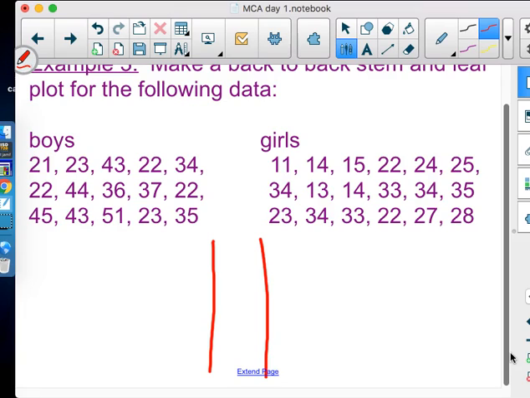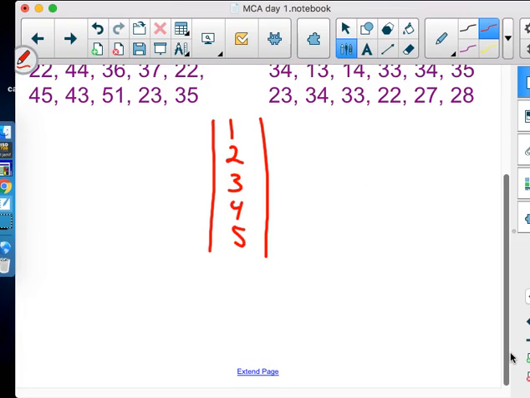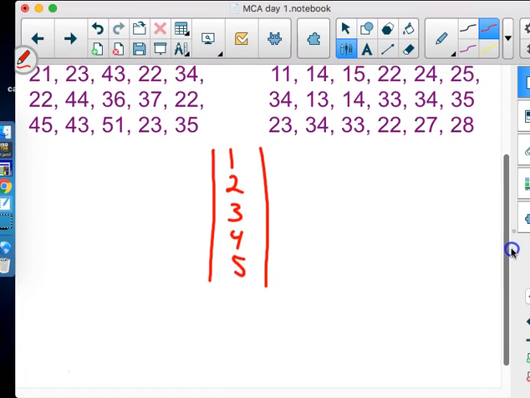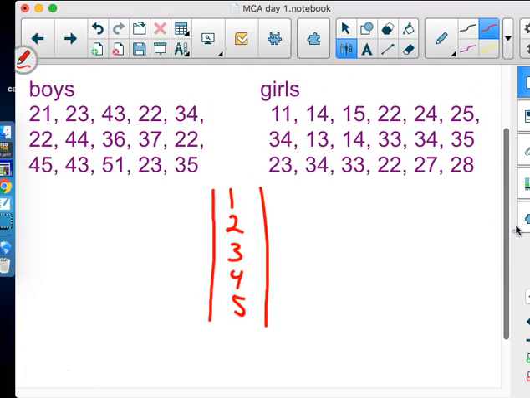So again, my stems need to be everything but one number. So I'm going to need a 1, a 2, a 3, a 4, and a 5 to represent all of this data. And then I would do the girls first, because the girls side is going to go on the right, and I just label it girls over here. And that's going to look just like the stem and leaf plot we just did on the last page. But again, the more data they give you, the harder it is to keep organized. So let's go through and underline anything that has a 1 in the front.